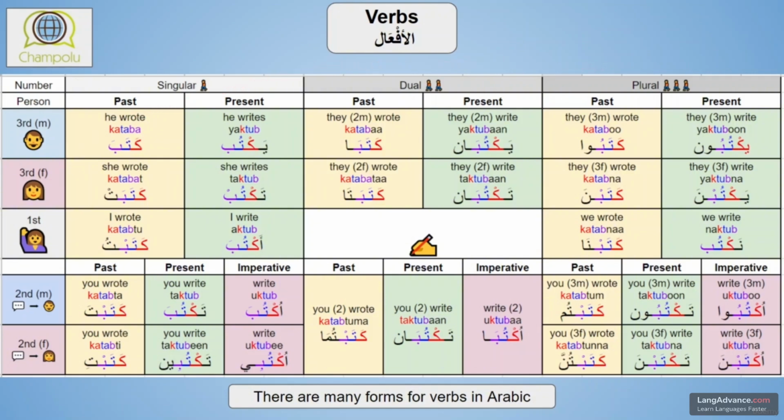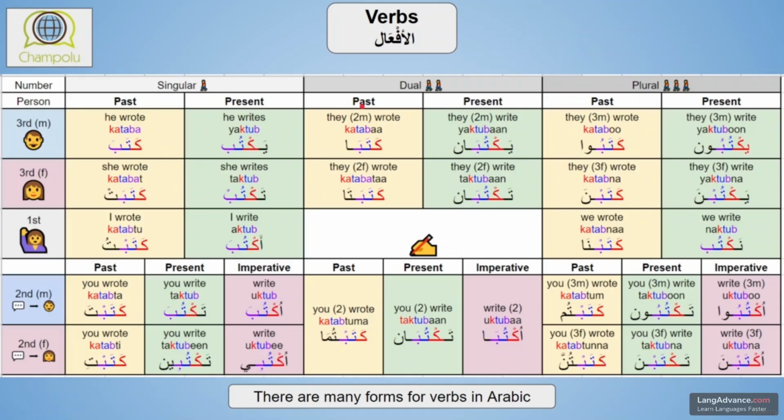So for the third person male in the past, which means something like he wrote, it's kataba. And for the female, she wrote, katabat. And for the first person singular, something like I wrote, katabtu. And for addressing an individual male, it's katabta, which means you wrote. Addressing an individual female, katabti.